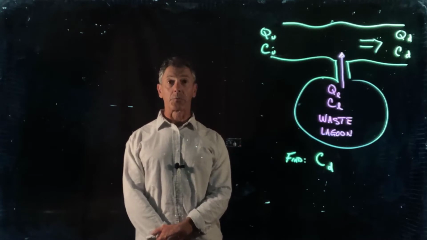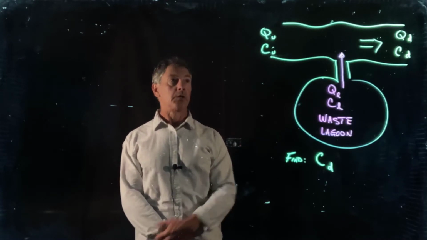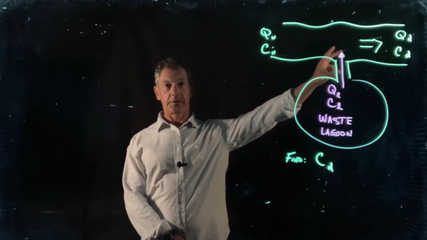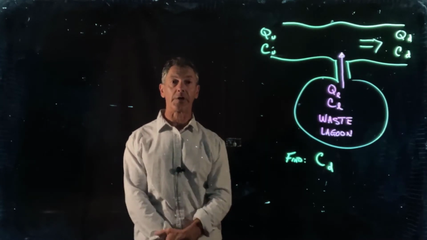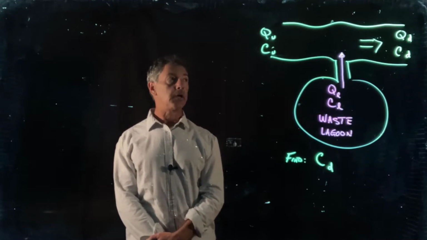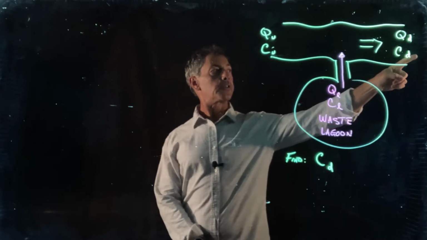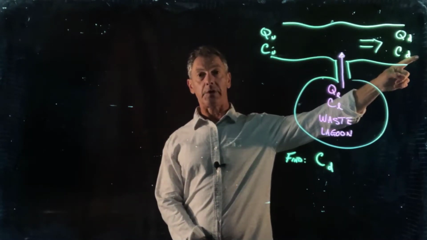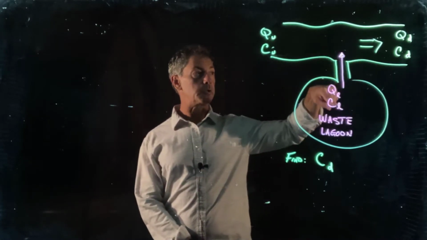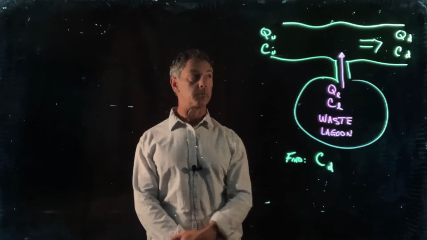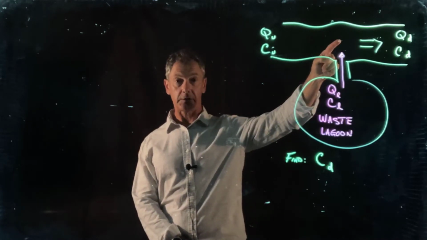So you've been presented with this problem. We have a nice clean river that's flowing by a waste lagoon that's discharging that waste into the lagoon. And we want to know what the concentration is going to be of that waste downstream, considering that we have flow coming from upstream and then discharge into the stream at about this point right here.